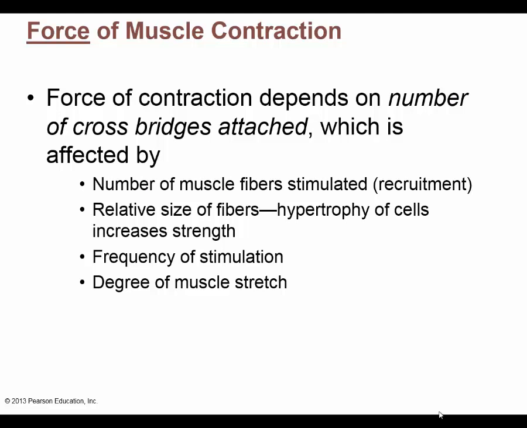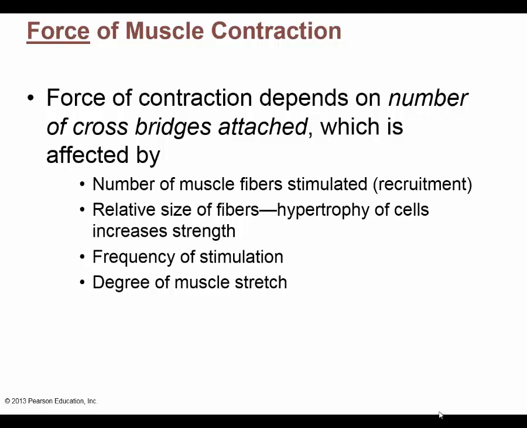All right, on to my last part. Force of muscle contraction. When we're generating lots of force, like lifting something really heavy, it depends on the number of cross bridges that are attaching, the number of myosin heads attaching to actin. Now, that force is affected by 4 different things. I'll briefly talk about each of these more on my next slide. The number of muscle fibers that I stimulate, that's the recruitment. The size of the muscle fibers, how big are your muscles?